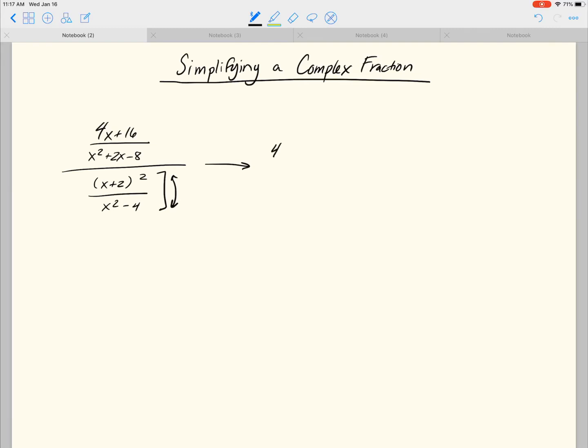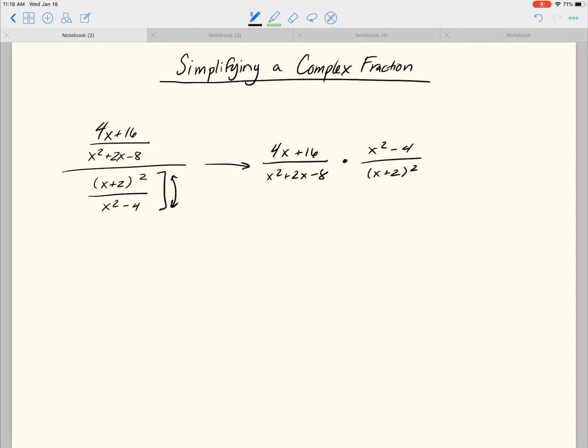So we can rewrite the top half unchanged, 4x plus 16 divided by x squared plus 2x minus 8, and multiply that by the flipped version of the bottom half of the fraction. Now x squared minus 4 is going to be on top, and x plus 2 squared will now be on the bottom. Going forward, we're just going to break these up into smaller pieces.